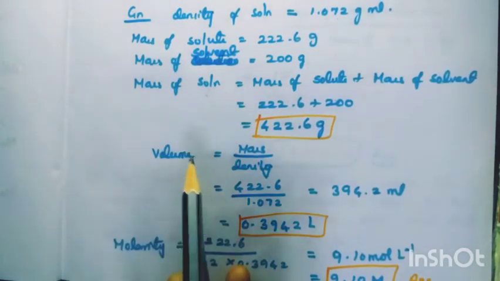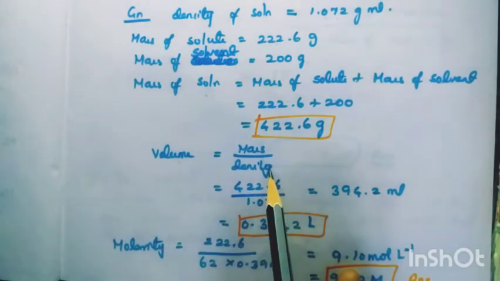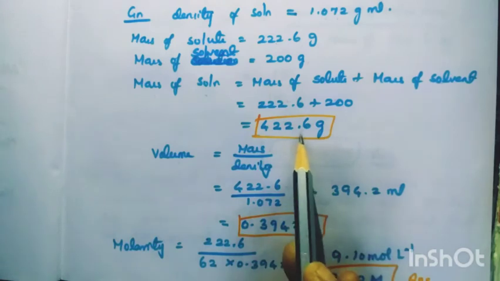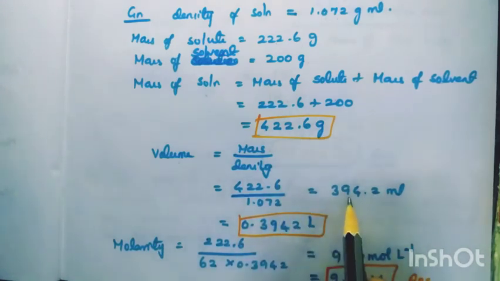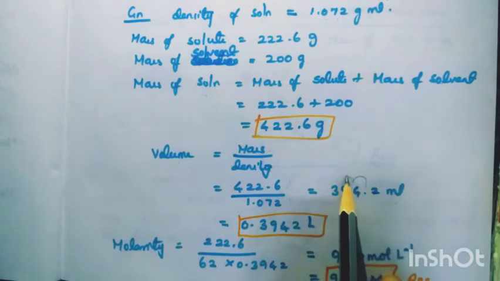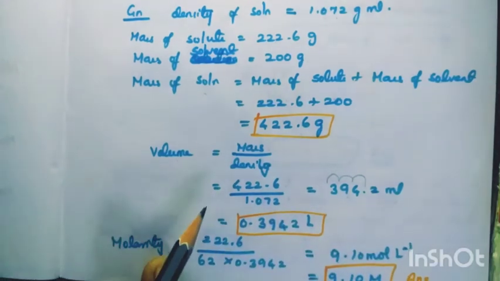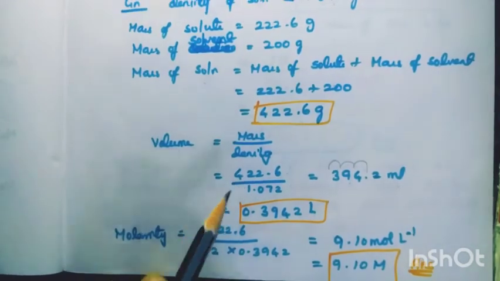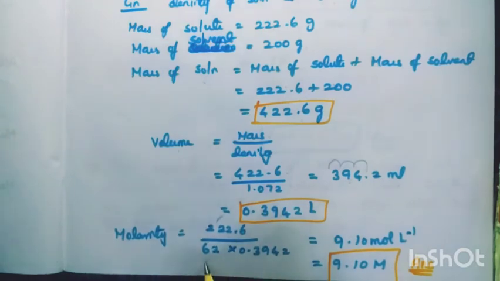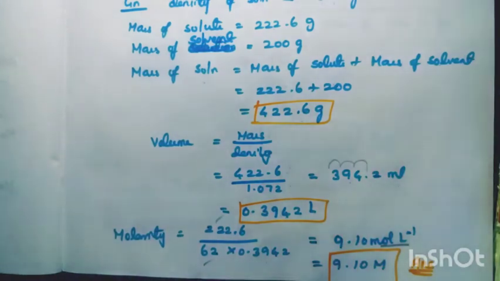And the next is volume. Volume is equal to mass by density. We can find the mass, and the density is given. If we divide these two, we get 394.2 ml. Since it is in ml, convert this to liters: 0.3942 liter. This is the volume. Now we can substitute this in the molarity equation, that is mass by molar mass into volume in liters. Mole per liter is nothing but capital M.